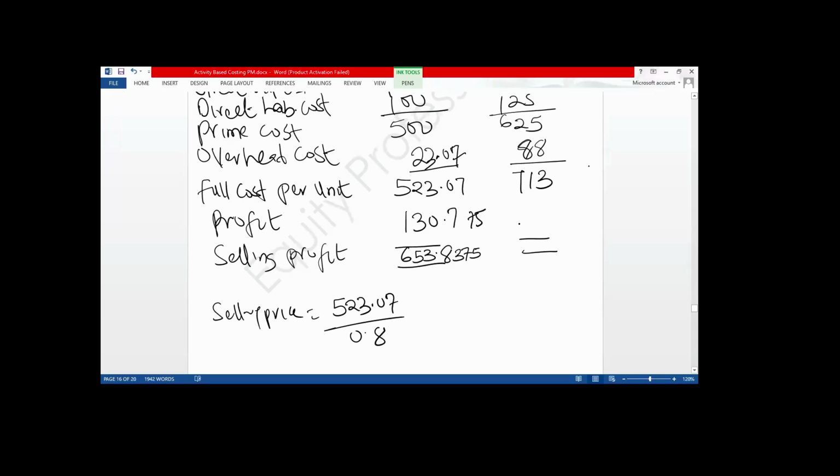Then the second one, gross up. Selling price here is 891.25. The profit is 178.25.